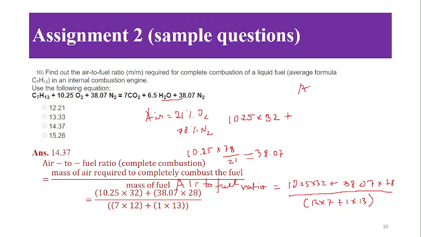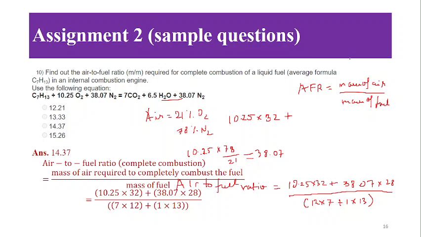So AFR, if I write, this will be mass of air upon mass of fuel. This is mass by mass basis. If it is mole by mole basis, you do not need any molecular weight. So this is mass of air upon mass of fuel. Here, for 1 mole of this fuel, we need 10.25 moles of oxygen and this much moles of nitrogen. So effectively, some moles of air is required to combust 1 mole of fuel.